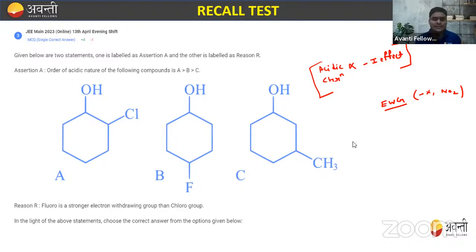Is this the correct order? A, B, C. And what is the reason given? Reason is: fluoro is the strong electron withdrawing group than the chloro group. So this is very much true, right?